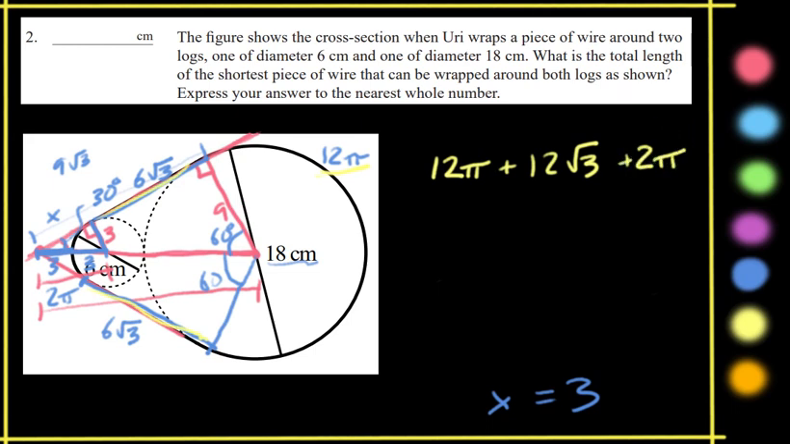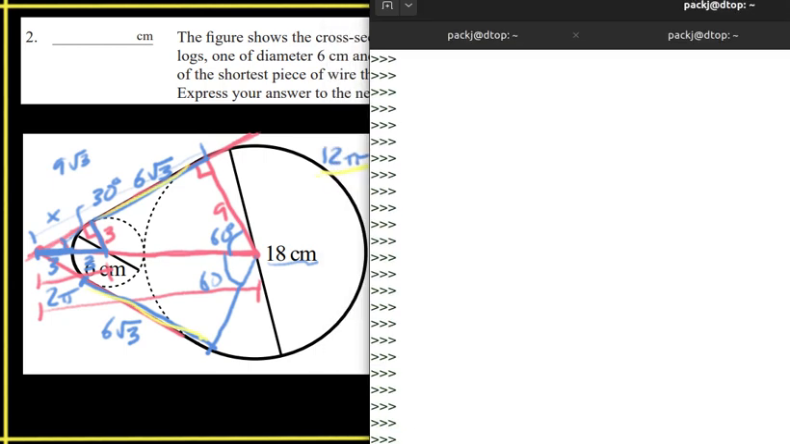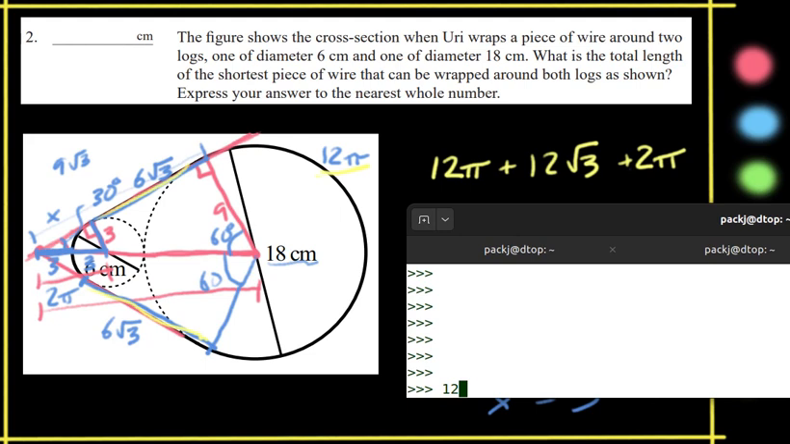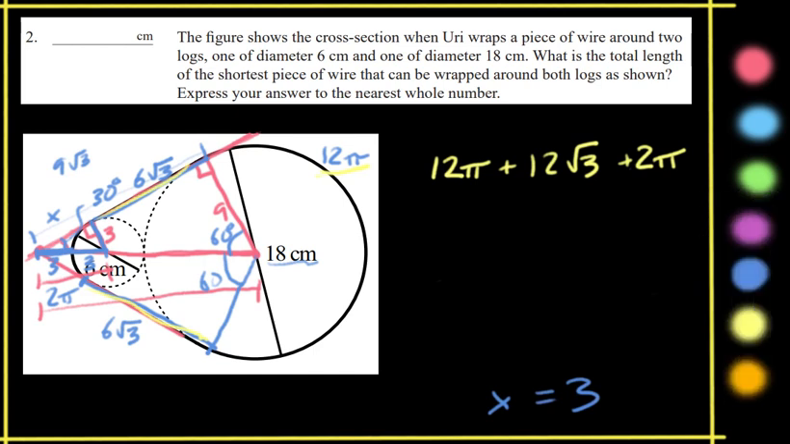So you're allowed to use a calculator since this is a target round, so I'm going to bring a little Python window in here, and we'll see if we can compute this. We had 12 pi plus 12 square root of 3, and then plus 2 pi. I guess I can just make that 14 pi, can't I? And so that gives me 64.76 centimeters. They wanted it to the nearest whole number, so we're going to call that 65. And we'll put that in for our answer right up here.